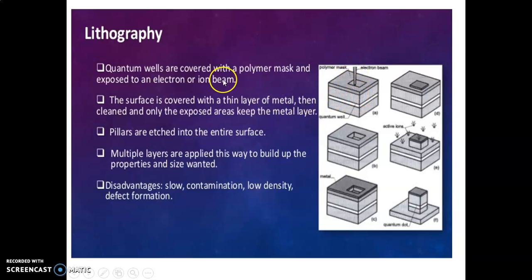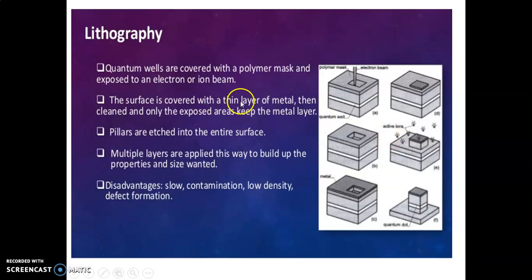Here the quantum wells are covered with the polymer masks and exposed to electron or ion beams. Here you can see the quantum well is available in the middle, then covered with the polymer masks. The polymer masks are exposed to the electron beams. Okay, ion beams we can say.